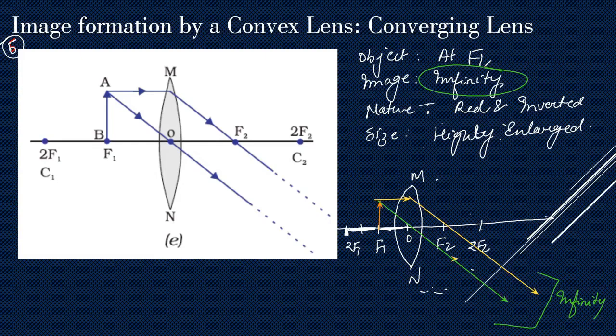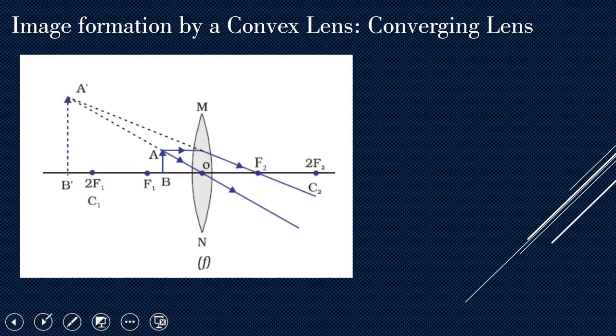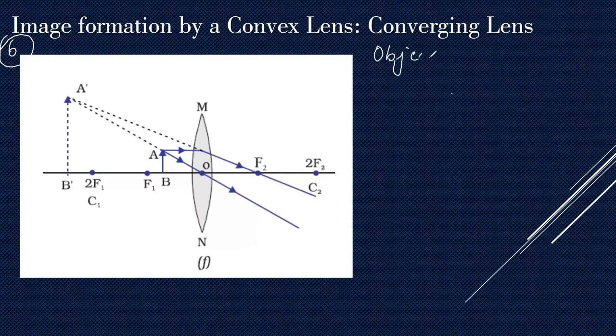Now, what will be the next position? The next position is going to be between the optical center and focus. This is my sixth image. Where is my object kept? My object is now between the optical center and F1.